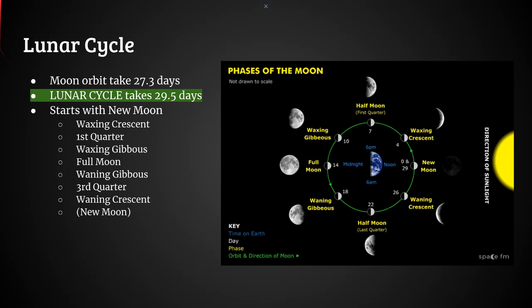Good things to know: the actual orbit of the moon takes 27.3 days, but the lunar cycle itself takes 29.5 days. So it is important to make that distinction. There you go. There's your little list of the lunar cycle.